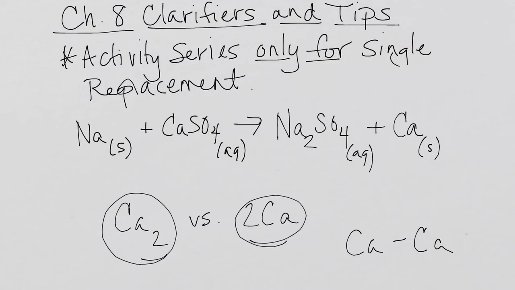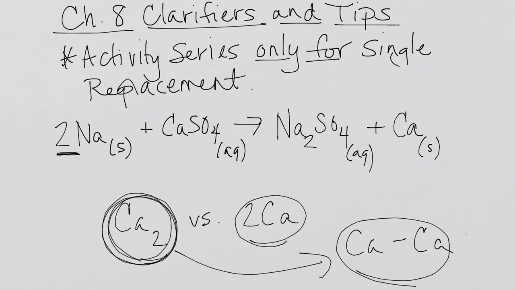Oh, by the way, I didn't balance this. I think now it's balanced. Okay, so this is saying I have 2 sodiums. If I wrote Na2, like I have the calcium right here, that is saying that they're covalently bound together. So there is a big difference here.